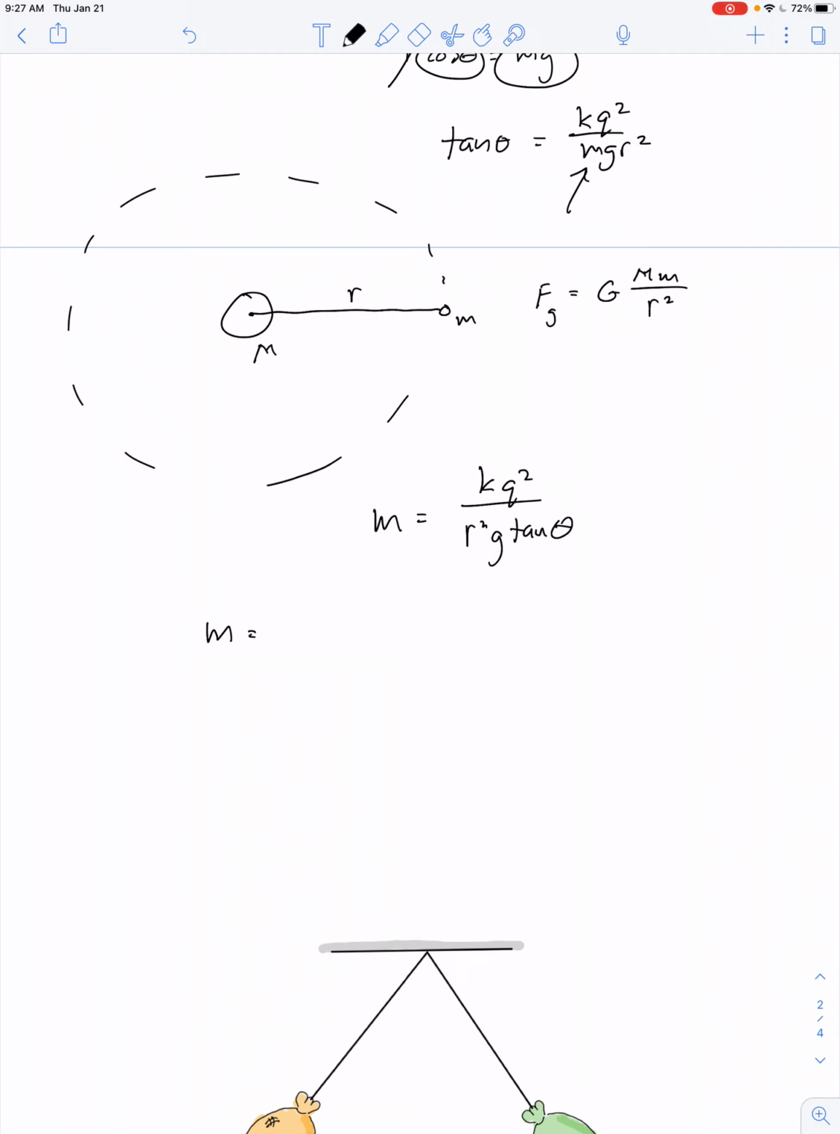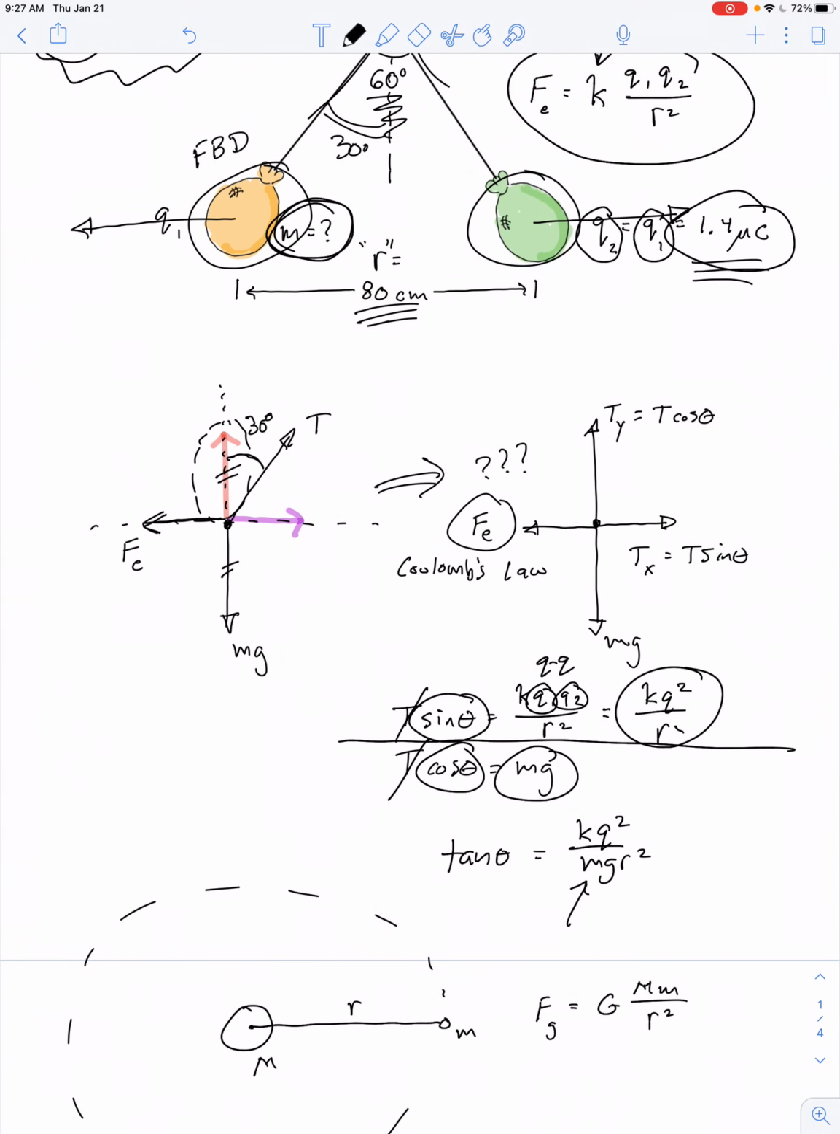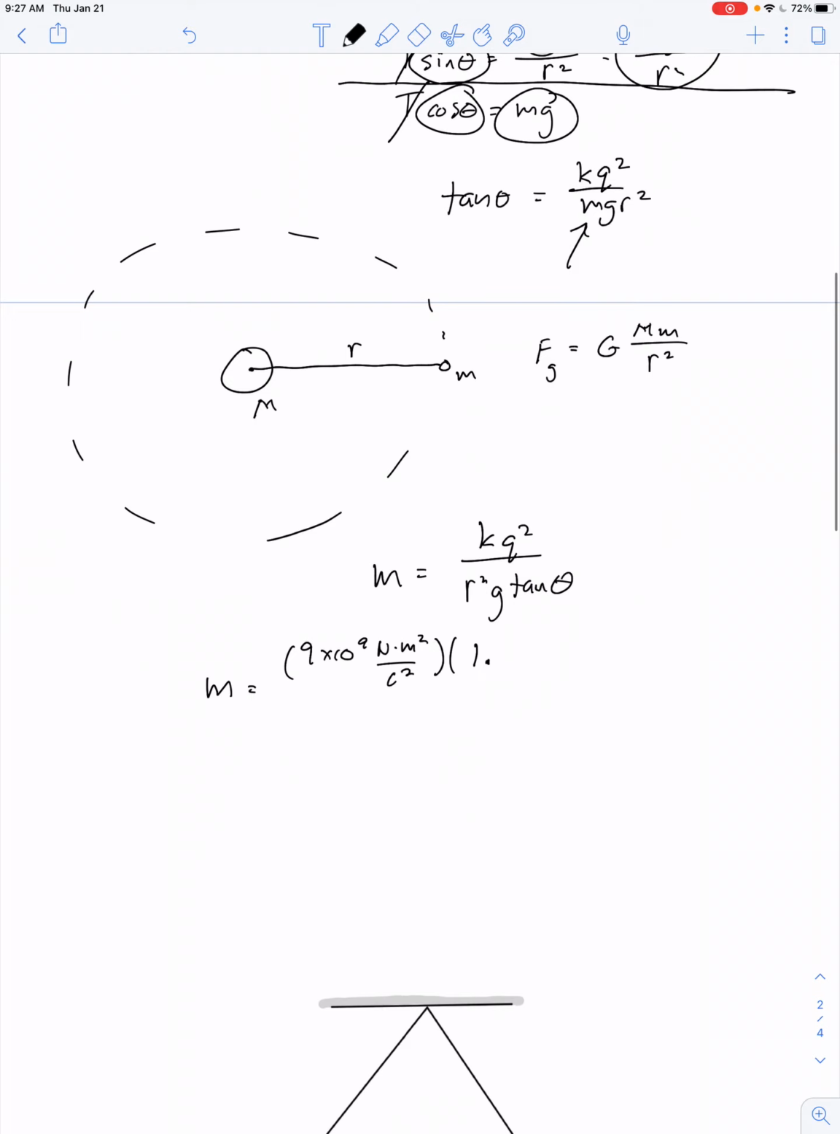We'll write out the numerical values. K is 9 times 10 to the 9th Newton meter squared per Coulomb squared. The charge in this problem was given as 1.4 microcoulombs. We call that 1.4 times 10 to the negative 6 coulombs. And don't forget that quantity is squared, divided by 0.8 meters. That quantity is also squared.